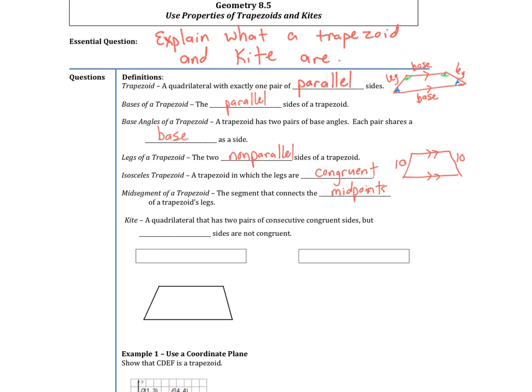The kite is a quadrilateral where there are two pairs of congruent sides, and those are the consecutive sides. The opposite sides are not congruent in a kite. And we'll talk more about that on the back side, but it will look something like this. Okay, so the adjacent sides are congruent, but the opposite sides are not.